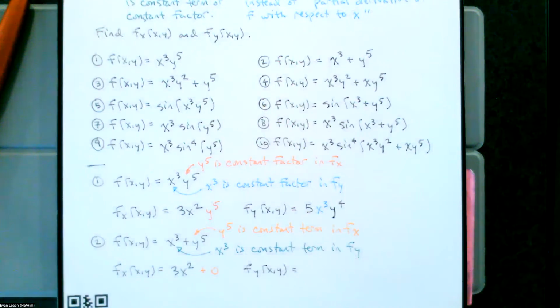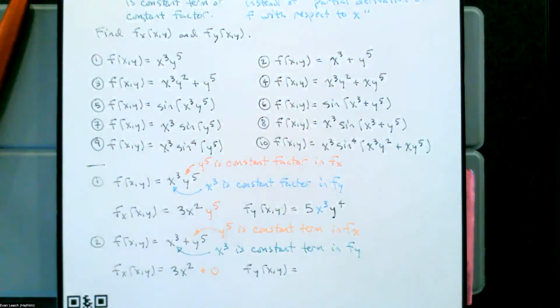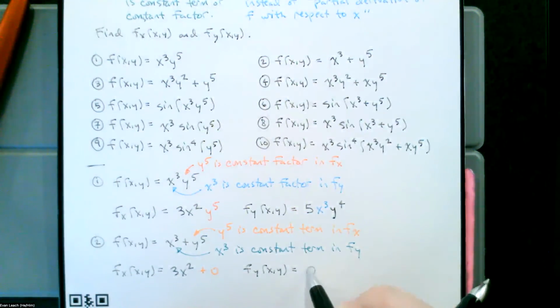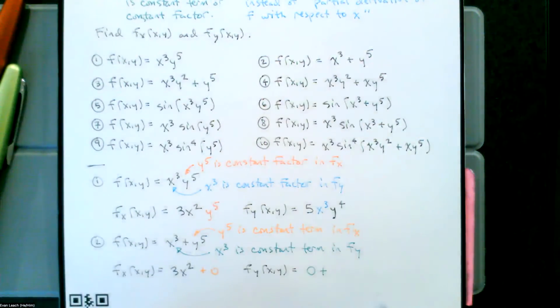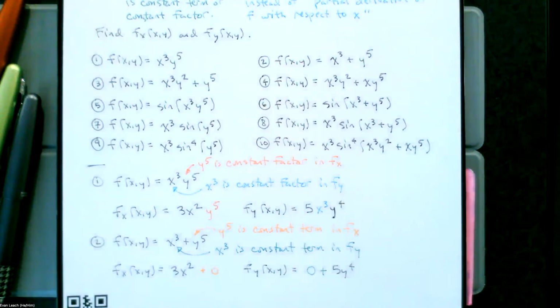Similarly, when we take the derivative of x to the third with respect to y, x to the third is a constant term. So the derivative is 0. And then the derivative of y to the fifth with respect to y is 5y to the fourth. In practice, all we would write is the 5y to the fourth. But I want to remind us that we took the derivative of x cubed with respect to y and came up with 0. Any questions? That's the core concept. The other variable is a constant term or a constant factor.